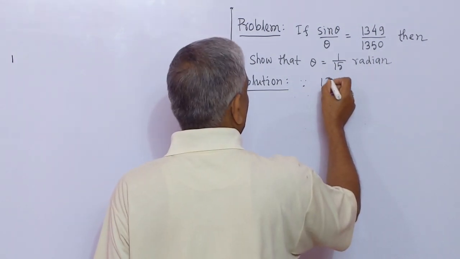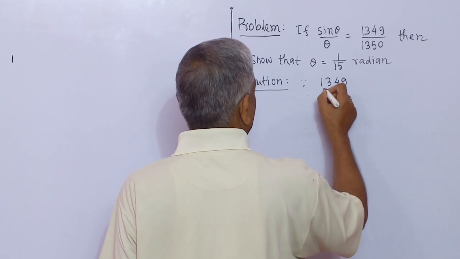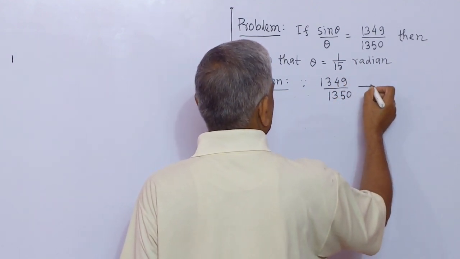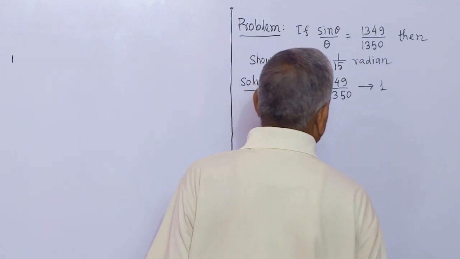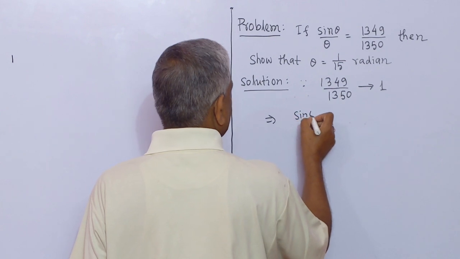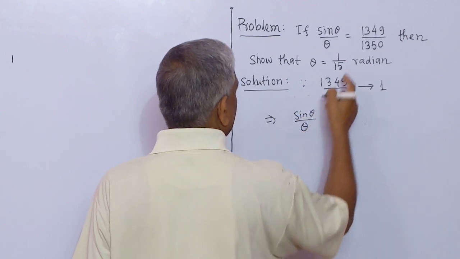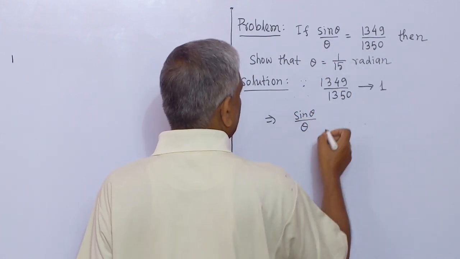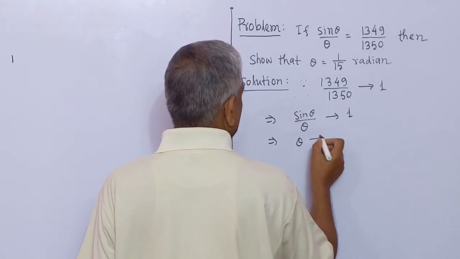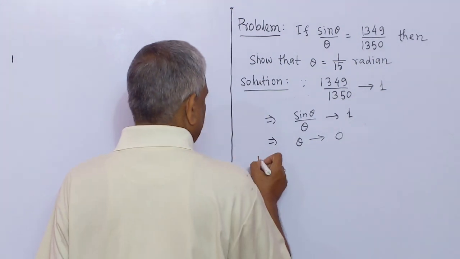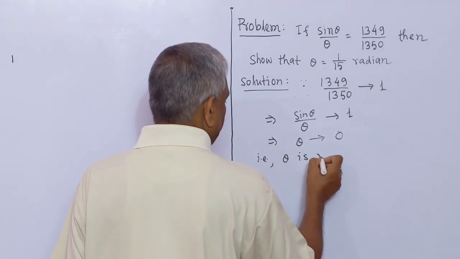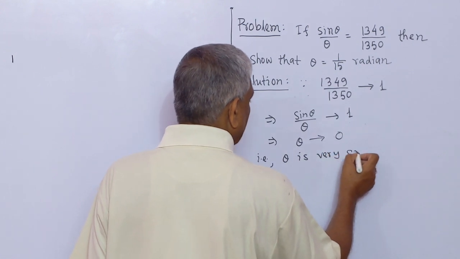Since 1349 by 1350 tends to 1, it implies that sine theta by theta tends to 1, which implies that theta tends to 0. That is, theta is a very small quantity.